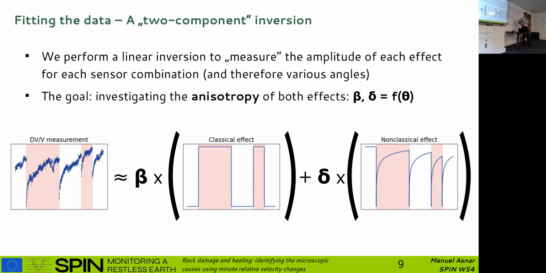To do that, we perform a simple linear inversion, and that will give us two coefficients, beta and delta, beta for the classical effect, delta for the non-classical effect. And then the end goal of this is to ideally get those beta and delta coefficients as a function of the angle, because what makes each of those dV over V measurements different is they travel through the sample at different angles with reference to the axis of loading.